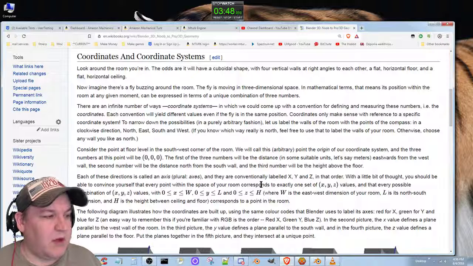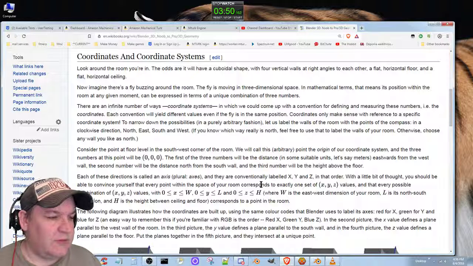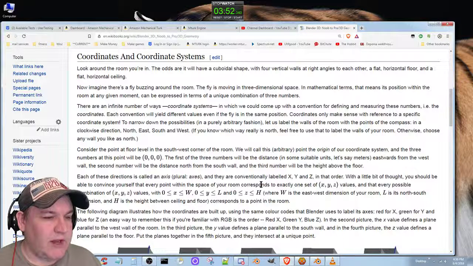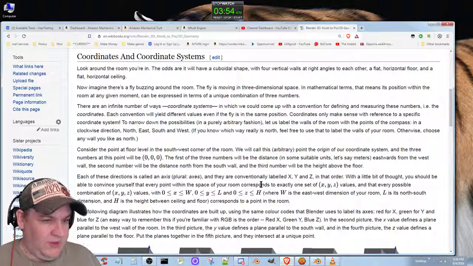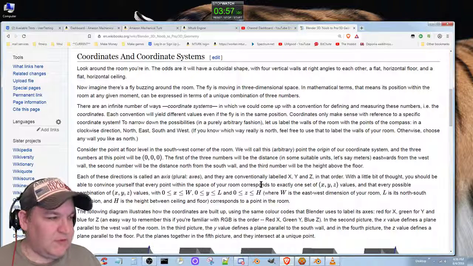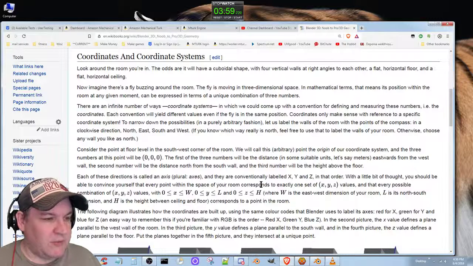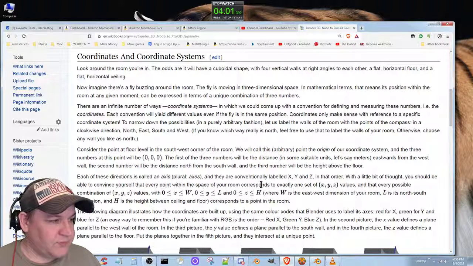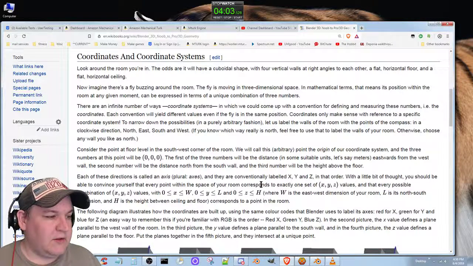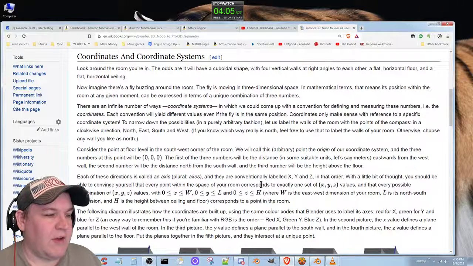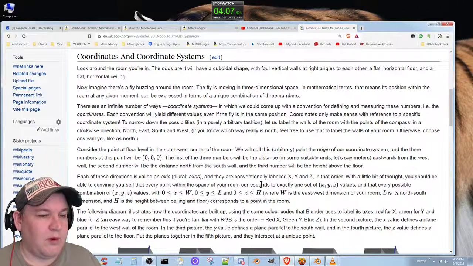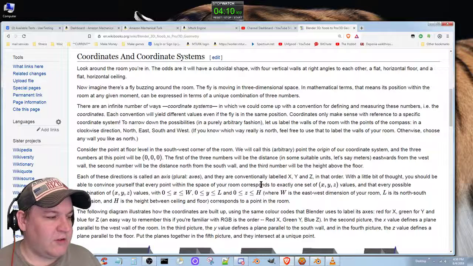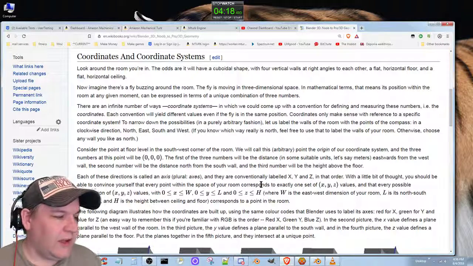There are an infinite number of ways, coordinate systems, in which we can come up with a convention for defining and measuring these numbers, i.e. the coordinates. Each convention will yield different values even if the fly is in the same position. Coordinates only make sense with reference to a specific coordinate system. To narrow down the possibilities in purely arbitrary fashion, let's label the walls in the room the points of the compass, in a clockwise direction: north, east, south, and west. If you know which way is really north, feel free to use that label to label the walls of your room. Otherwise, choose any wall you like as north.